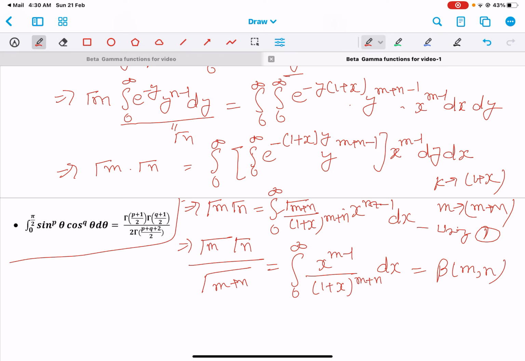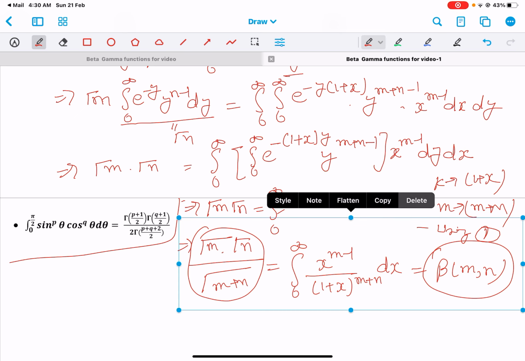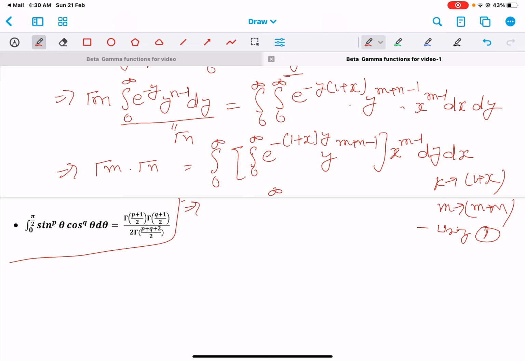So this gives you the relation between beta and gamma function, that beta mn is nothing but gamma m into gamma n upon gamma m plus n. So this is very important from the examination point of view. You must remember this derivation. So I am just deleting this now so that I may continue with my next expression.